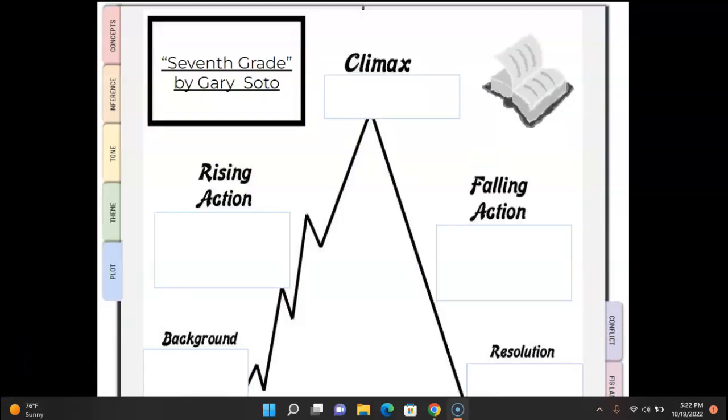Awesome. So on this next slide, we have a plot diagram for 7th Grade by Gary Soto. What I would like to see is you fill in this plot diagram for what you think those events are for 7th Grade, the story that we read earlier this week or last week. So that background piece, rising action, climax, falling action, and resolution, you can just write right in those boxes and press the continue button when you are finished.